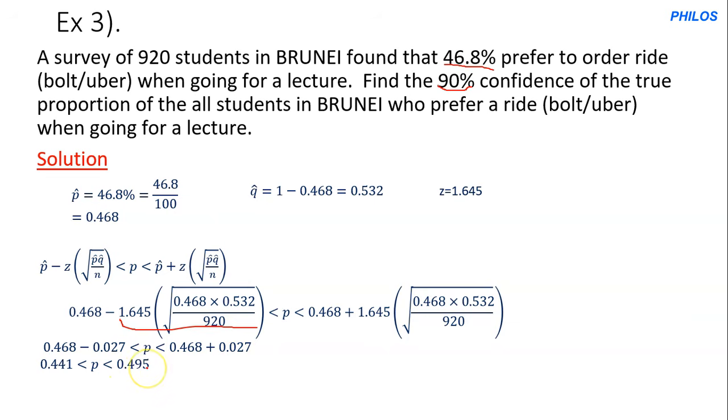So that's the final answer to this. But you can convert it to percentage. So in percentage, there will be 44.1%, and the upper will be 49.5%. So you have to conclude that one can be 90% confident that the true proportion of all students in Brunei who prefer a ride is between 44.1% and 49.5%. So let's move to the next subtopic.